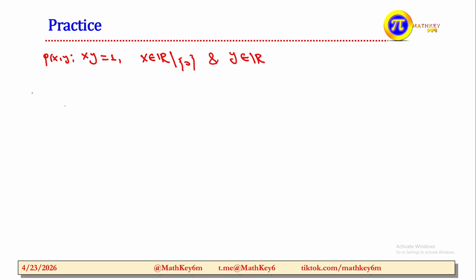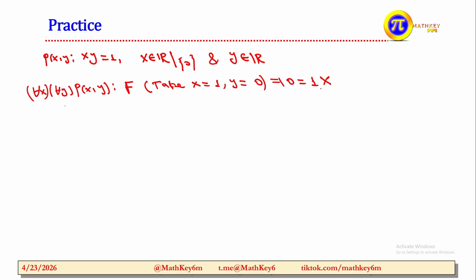So, consider the first one: for all x and for all y, P of xy. To check this, you have to take any x and y from the given domain, x is except 0, y is a real number. We can say it is false. Why? Because take x, for instance, 1, and take y equal to 0. Then 1 times 0, that is 0, is equal to 1. This shows that 0 is equal to 1. Because of this, it is false. This is the first case.